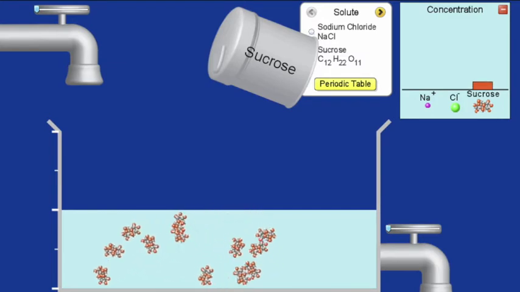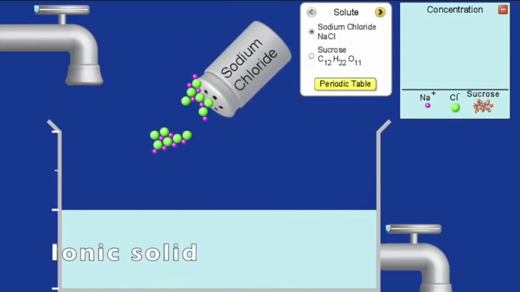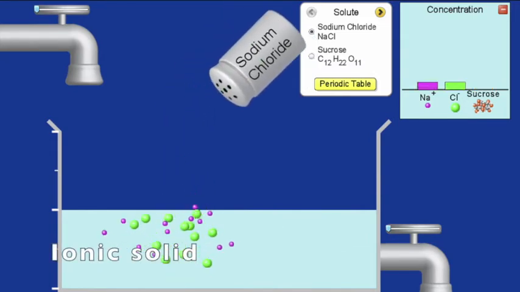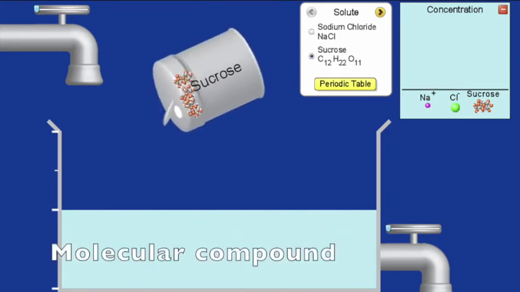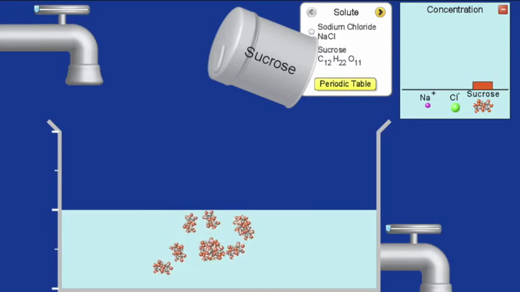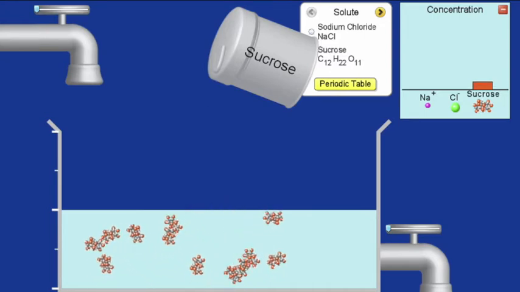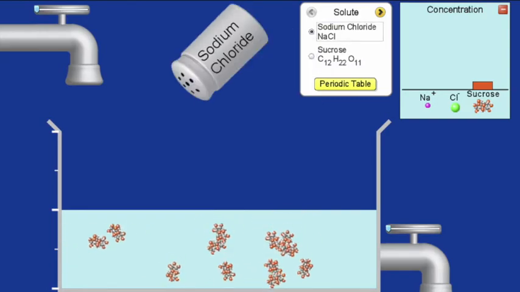But it's important to note that unlike with ionic solids, which break into their ions when they're dissolved in water, the molecules in molecular solids don't break apart. They just separate. In other words, no bonds are broken. Intermolecular forces, however, are overcome.